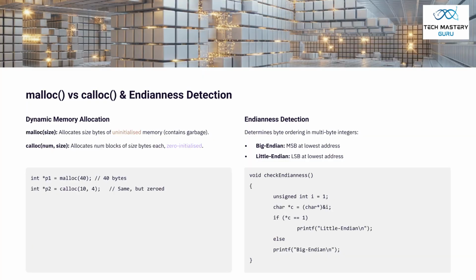For dynamic memory allocation, malloc allocates uninitialized memory, while calloc allocates and zero-initializes memory. Endianness detection determines byte ordering. Big endian places the MSB at the lowest address, while little endian places the LSB there.